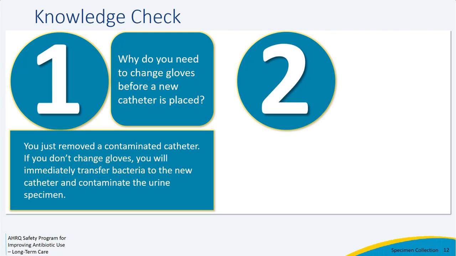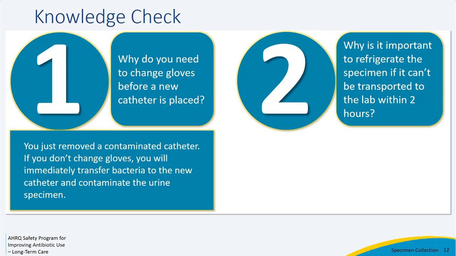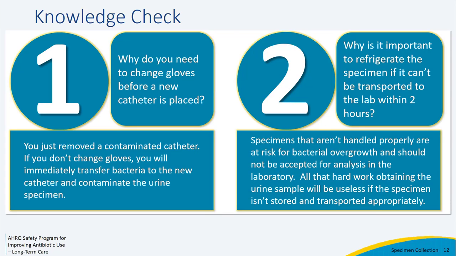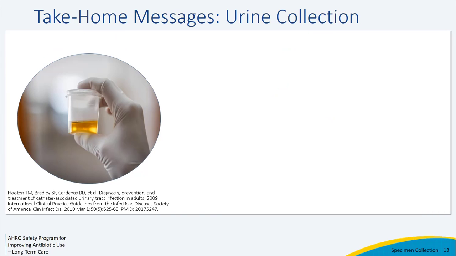Second, why is it important to refrigerate the specimen if it can't be transported to the lab within 2 hours? Specimens that aren't handled properly are at risk for bacterial overgrowth and should not be accepted for analysis in the laboratory. All that hard work obtaining the urine sample will be useless if the specimen isn't stored and transported appropriately. Here are our take-home messages regarding good urine sample collection.